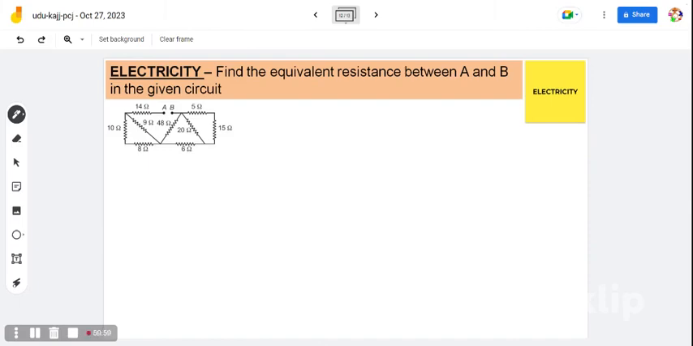So today we will see how to find the equivalent resistance between any two given points. Before going to this sum, let us first understand how to know among these resistors which are connected in series and which are in parallel. So let us have a few concepts on the system of resistors connected in series.